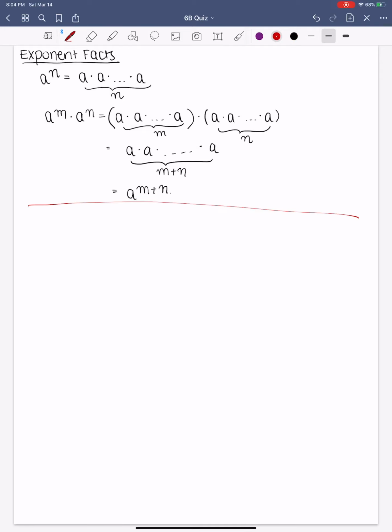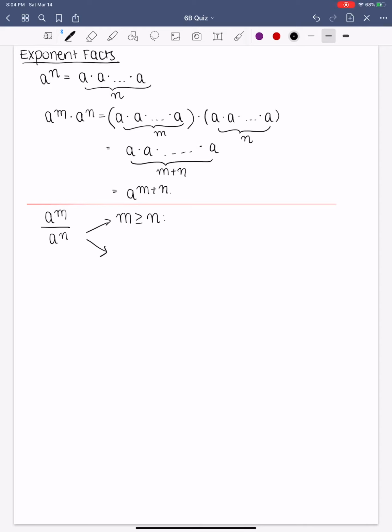Similarly, we can think about what happens when we divide exponents. So let's say we have a to the m divided by a to the n. Actually here, there are two different things that could happen, and it depends on how big m and n are relative to each other. So in the first case, let's say m is at least the size of n, so it's bigger than or equal to n.